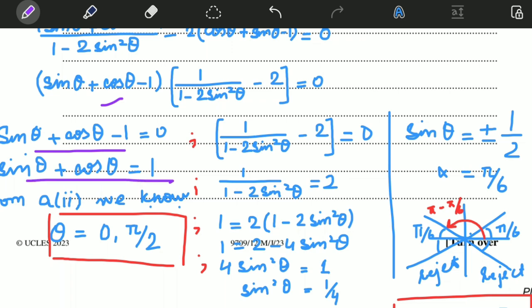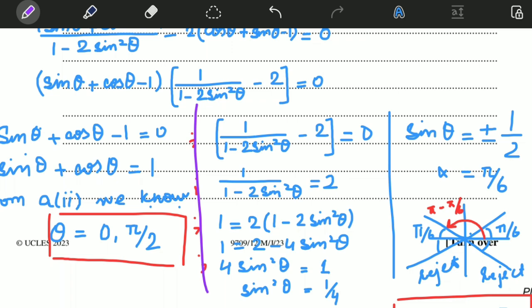Sin theta plus cos theta minus 1 equals 0 will give you sin theta plus cos theta equals 1. Here we are going to use your A part 2, where we knew that this part of the equation had the solutions only 0 and pi by 2. So we are using that. We are not solving it again. We are just reusing the solution from A part 2. Okay, this part is done.